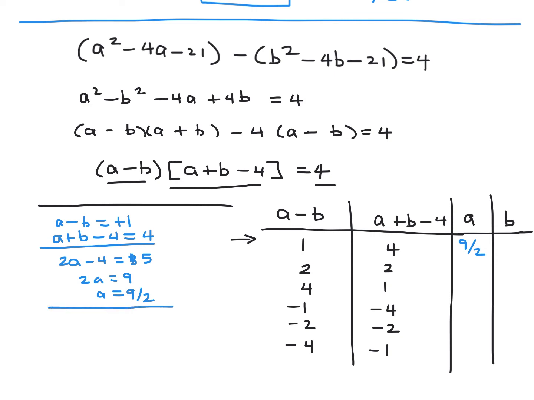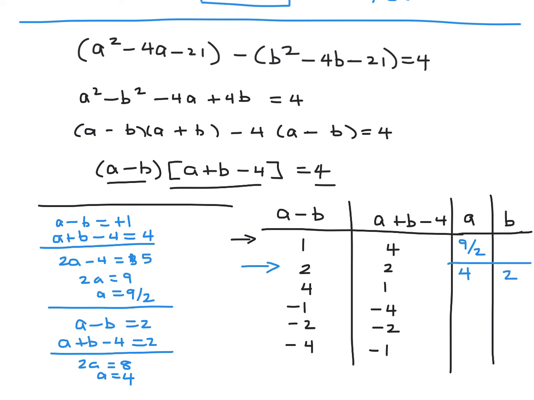In the same way, I'll just do one more. Let's do the second one. A minus b this time is 2. A plus b minus 4 is 2. So if you add these guys, what do I get here? 2a is equal to 8, and therefore a is 4. And if you solve for b, b would be 2. So this is an integer solution right here.